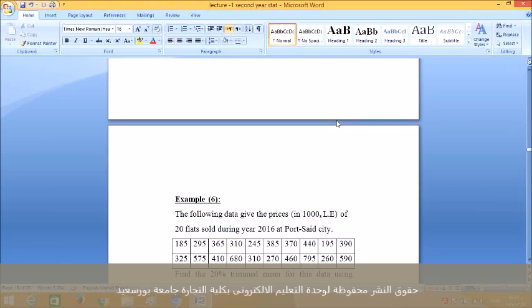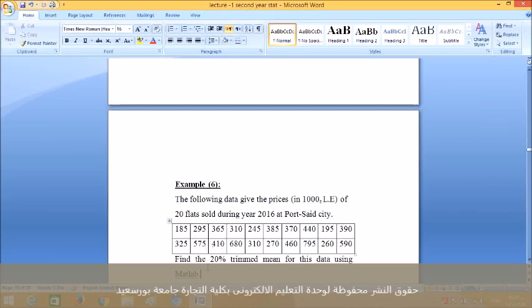The following data give the prices, in thousands of Egyptian pounds, of 20 flats sold during the year 2016 at Port-Said City. So we have 20 flats written here, the price written here, using thousands. So the first data here is 185,000, the second is 295,000, and so on.